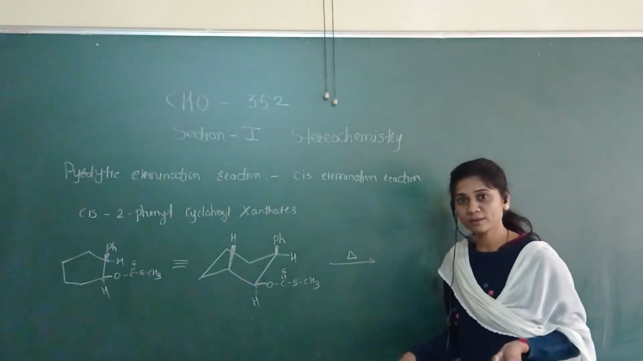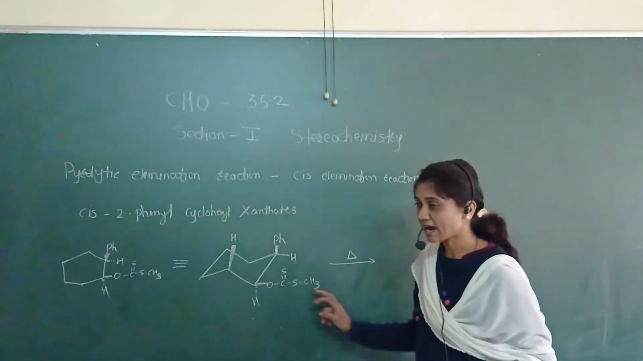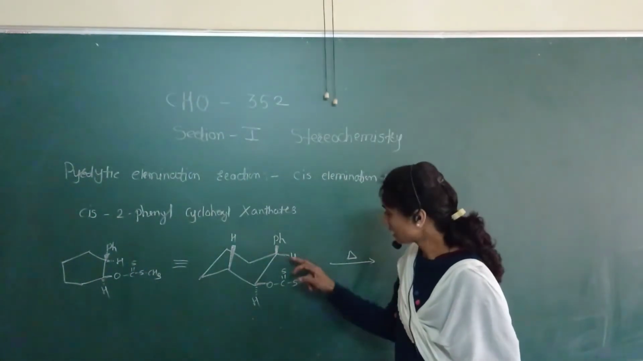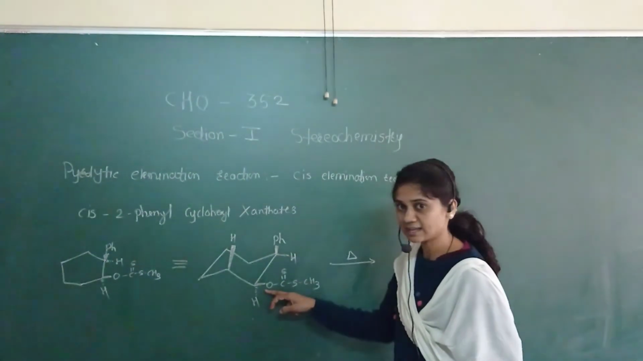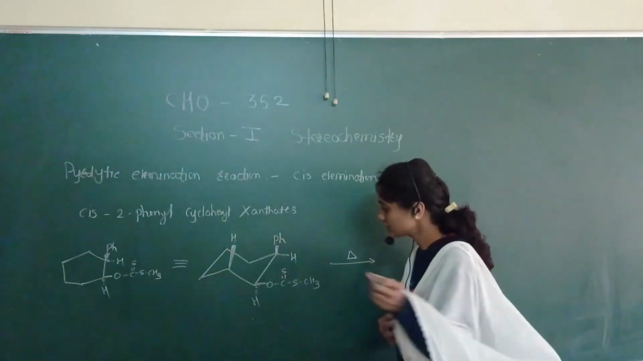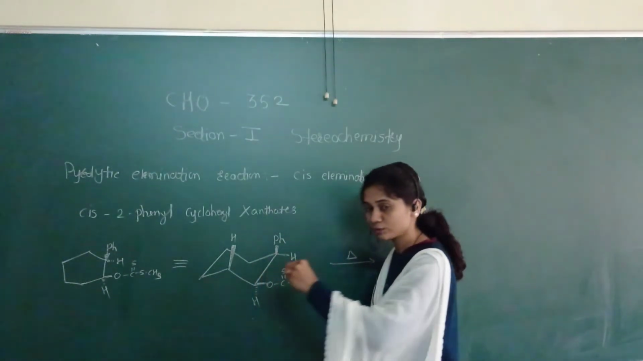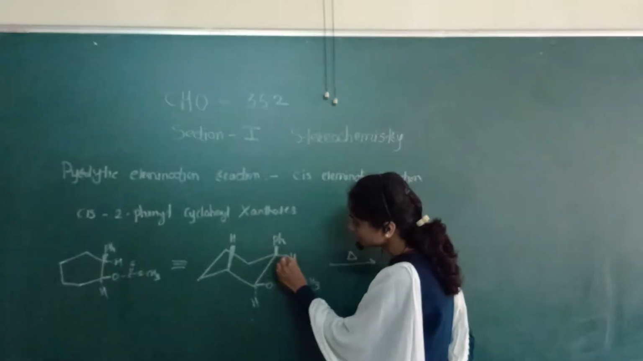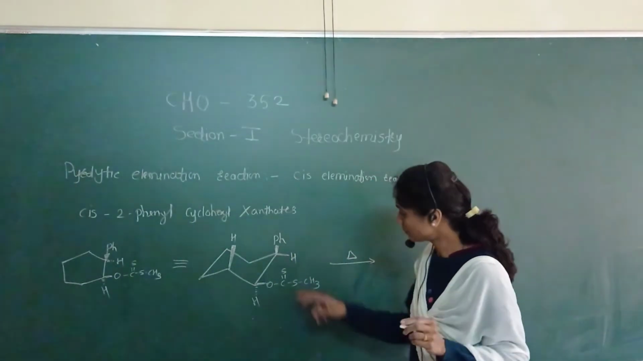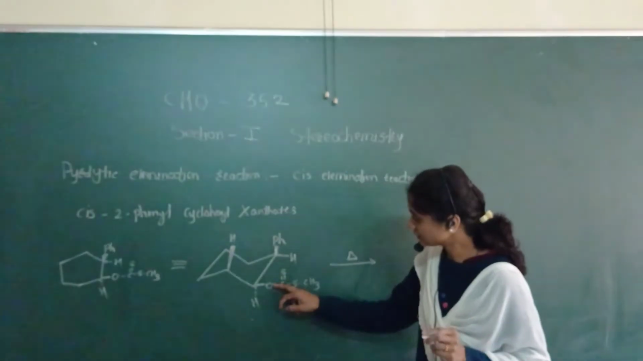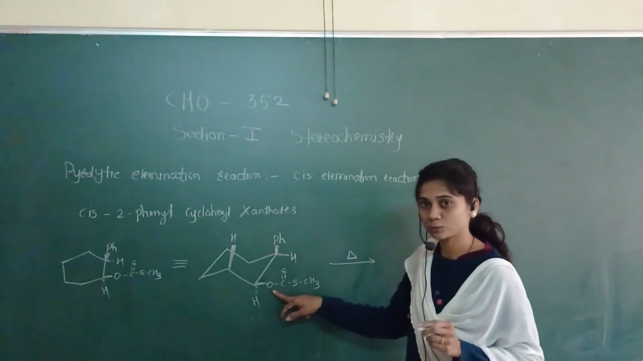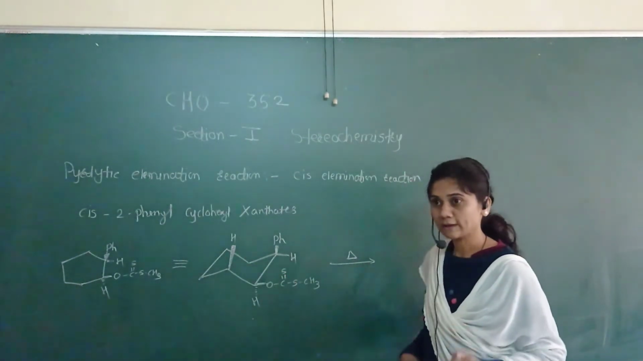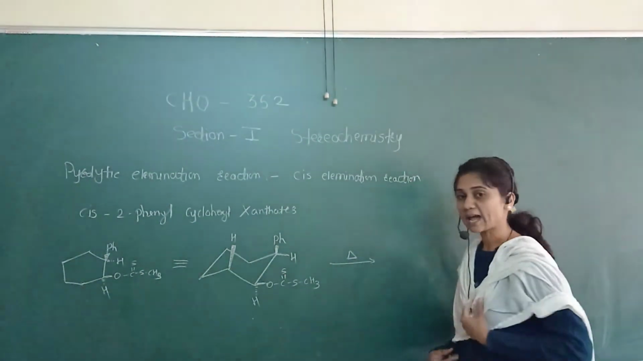Hence the more favorable condition is that the eliminating atoms or groups are cis to each other, and this hydrogen and this xanthate group are trans to each other, because this xanthate is above the plane and this hydrogen is below the plane. Okay, means they both are trans to each other, but this hydrogen and this xanthate group are cis to each other. Under heating condition we get olefins.